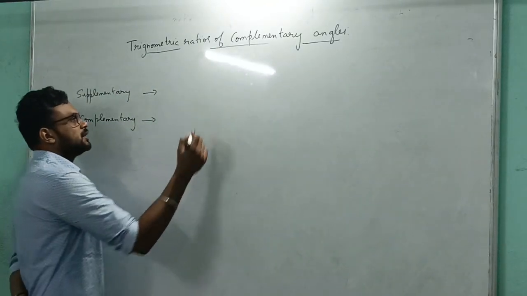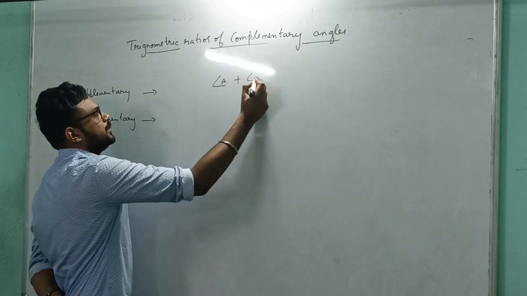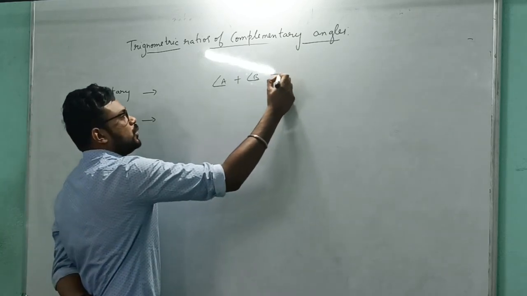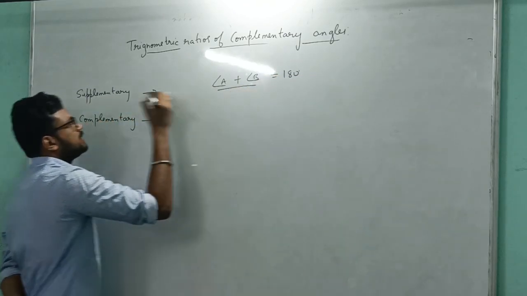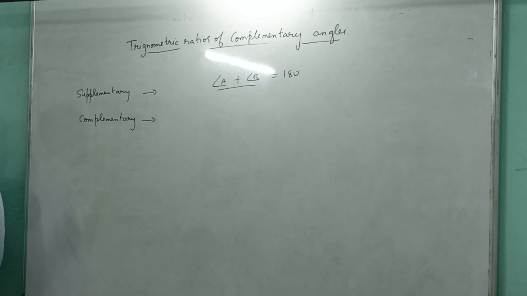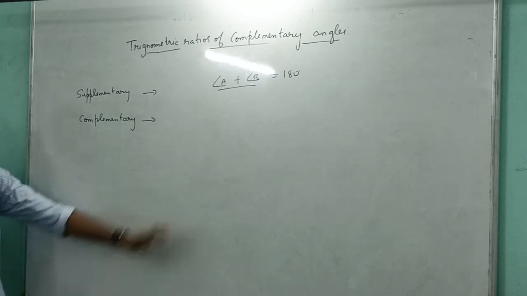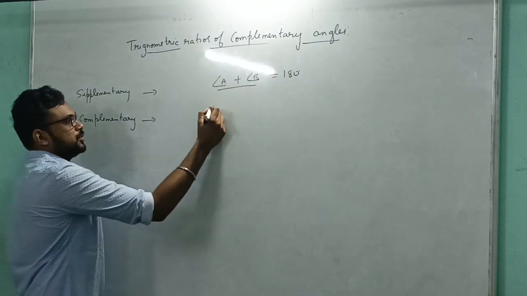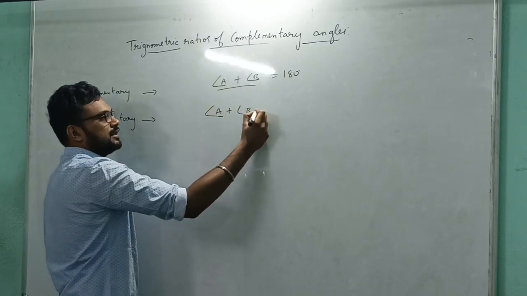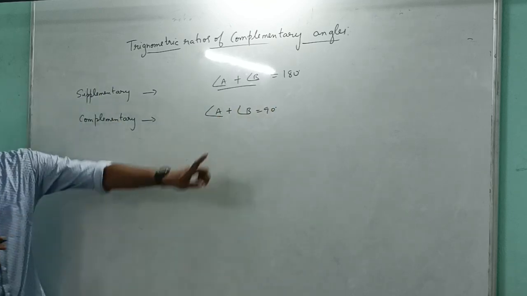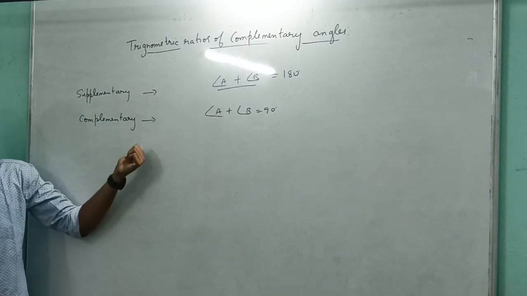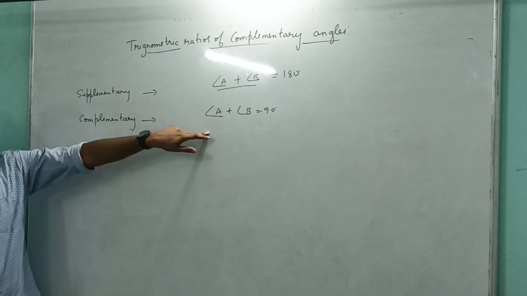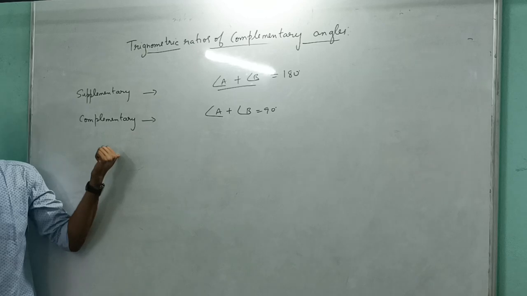Suppose if you have two angles, let me call it angle A and angle B. If the sum of the angles is equal to 180 degrees, then these two angles are said to be supplementary. Suppose if you add two angles and the answer is 90 degrees, then those two angles are said to be complementary angles. So what are complementary angles? Two angles whose sum is equal to 90 degrees. Such angles are called complementary angles.